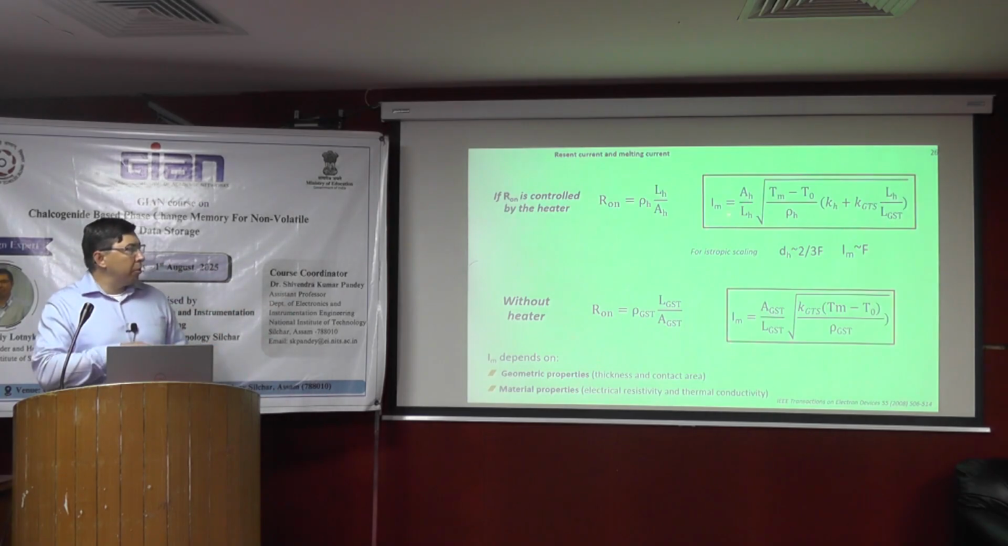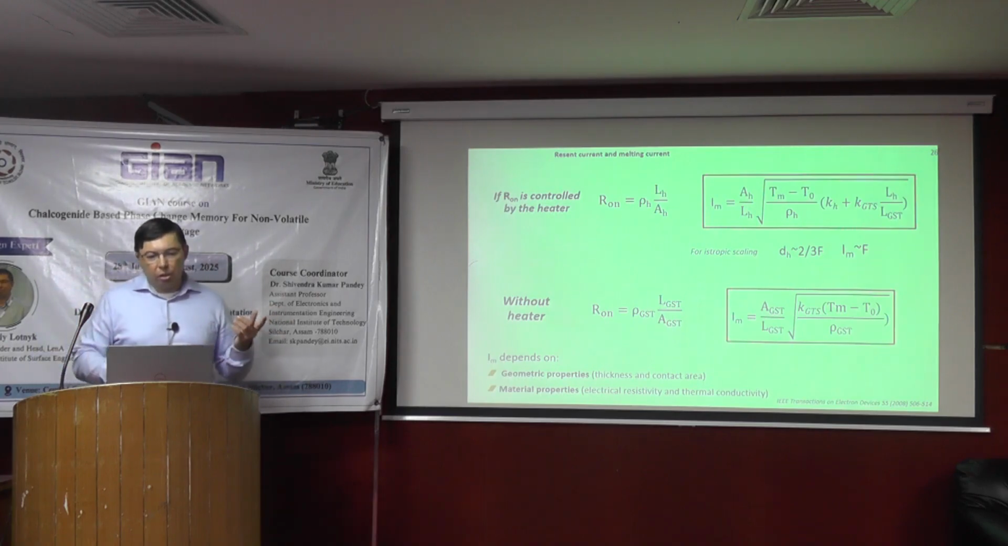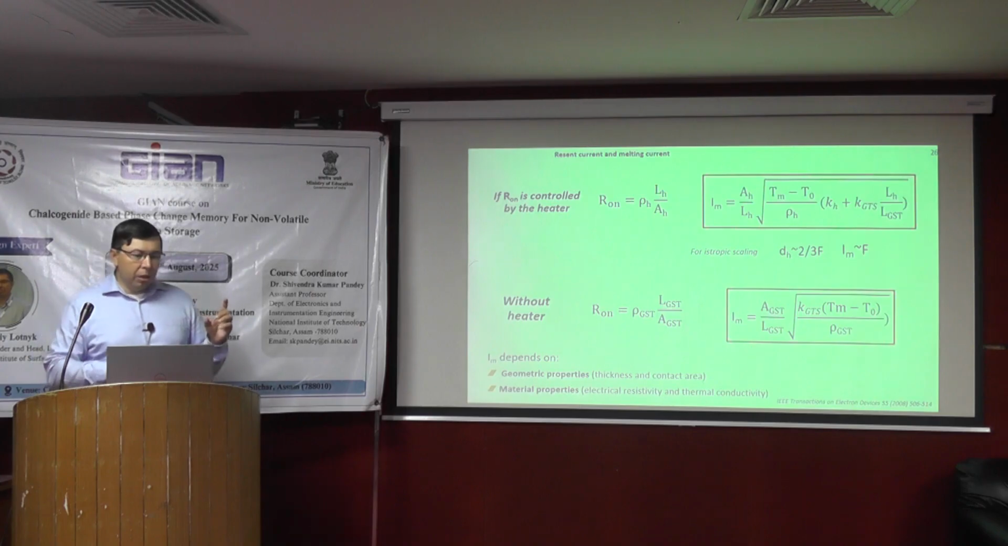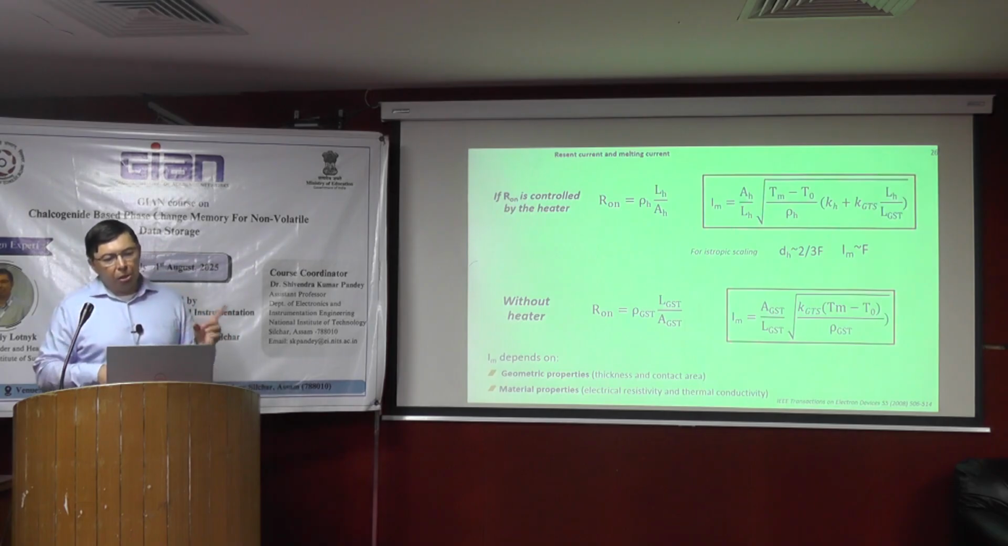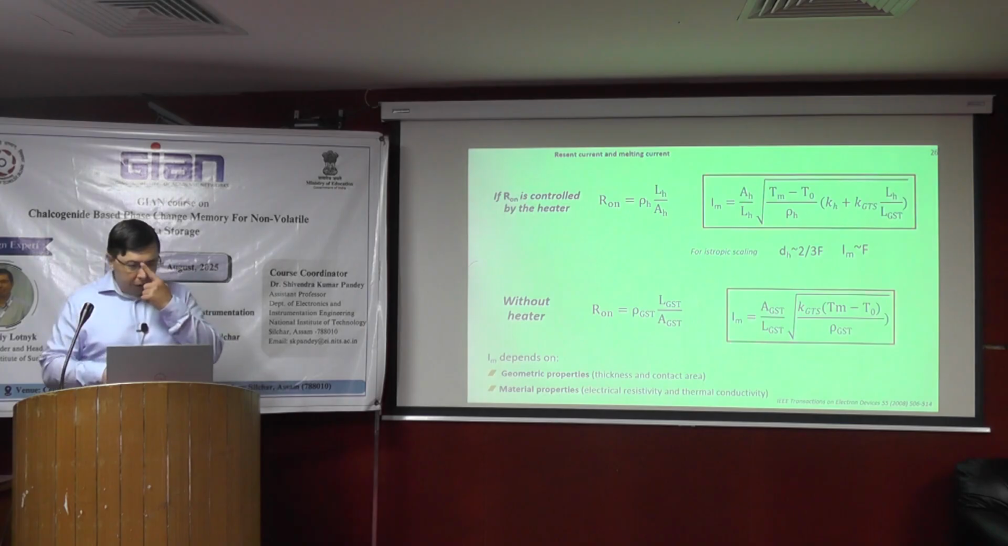The second case is maybe not feasible, because if you increase the length of the heater, you need more current to go through the heater, because the conductivity of the heater is also not so high, so it will be a limiting factor. What we do, we will reduce the size of the heater, the working area of the heater. In the second case, we can also reduce the switching volume in the case of the GST layer.